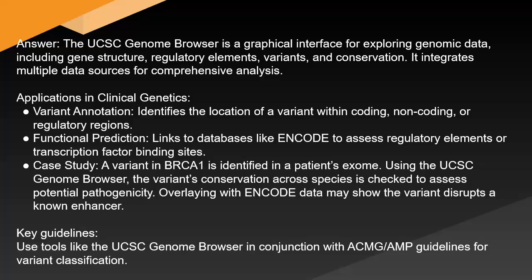Applications in clinical genetics. Variant annotation identifies the location of a variant within coding, non-coding, or regulatory regions. Functional prediction links to databases like ENCODE to assess regulatory elements or transcription factor binding sites. Case study: a variant in BRCA1 is identified in a patient's exome. Using the UCSC Genome Browser, the variant's conservation across species is checked to assess potential pathogenicity. Overlaying with ENCODE data may show the variant disrupts a known enhancer. Key guidelines: use tools like the UCSC Genome Browser in conjunction with guidelines for variant classification.